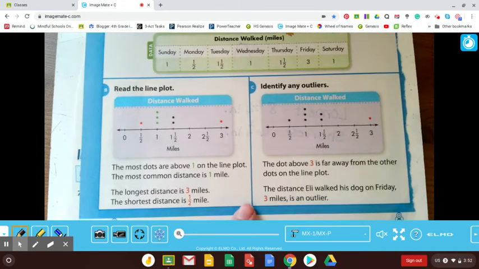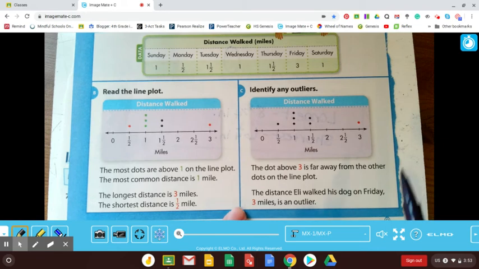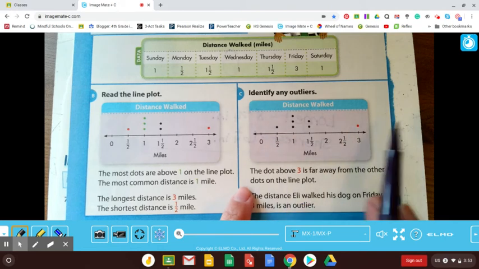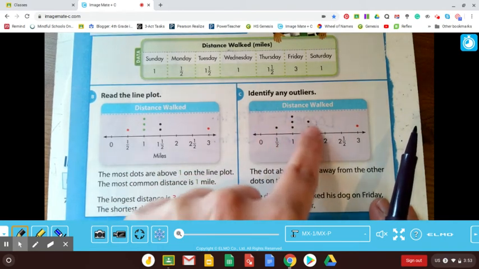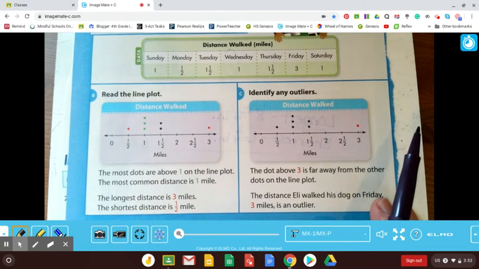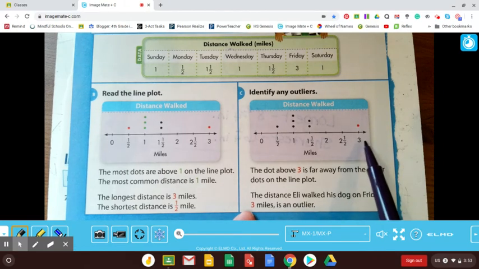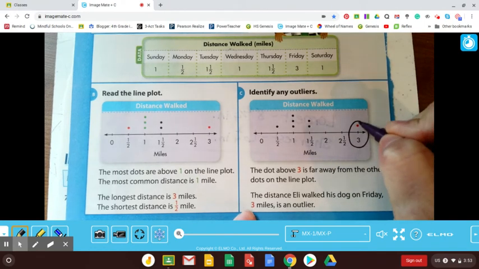Okay. Now I want to see, were there any outliers in this data set? Well, I noticed that the dot above the 3 is far away from all of the other dots, making it pretty different. It kind of stands out. And so the 3 miles would be the outlier right there. This guy would be your outlier.